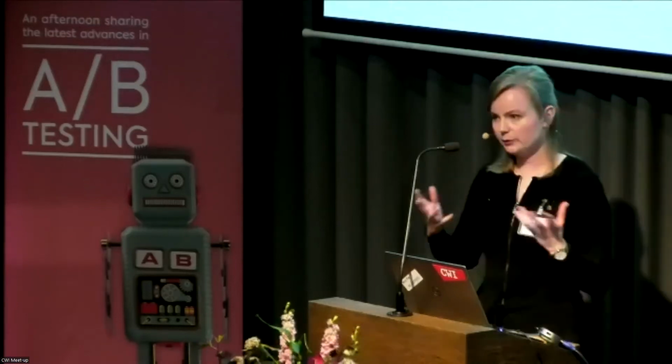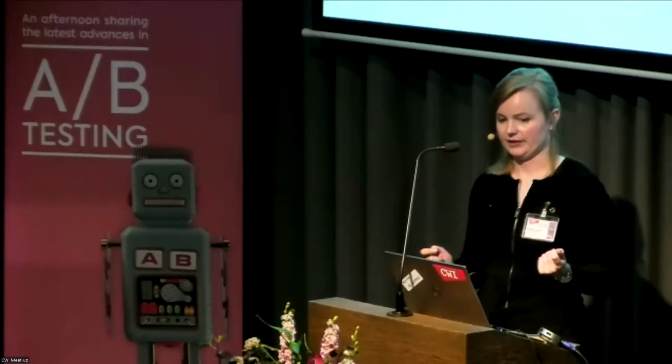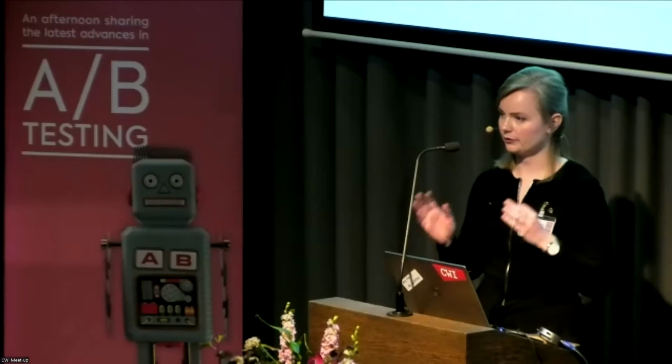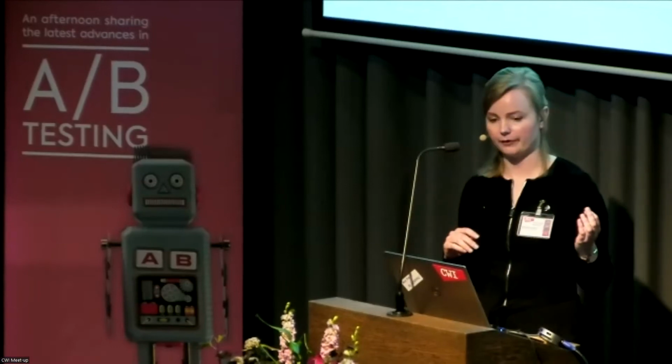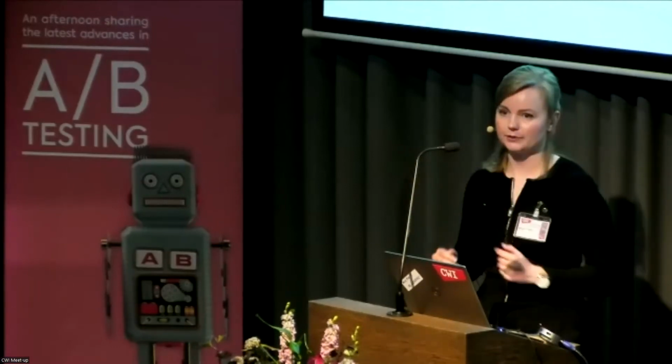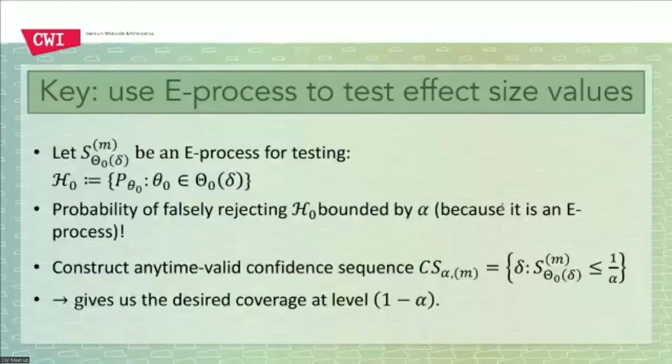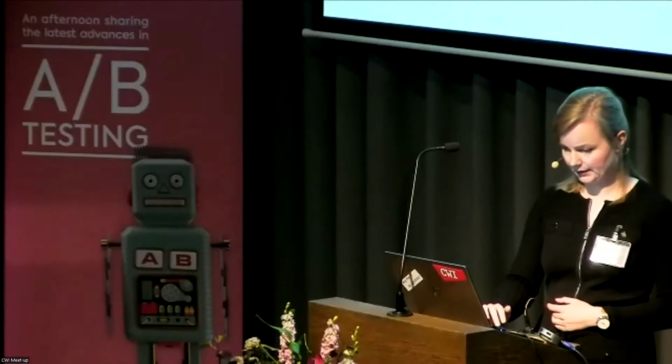So what we can use here are the E processes again. But now we're going to construct them for a more general null hypothesis than the one where the parameters are just equal to each other. So we define a new E process for testing this more general null hypothesis with a parameter space defined by a certain effect size function. And I'll show you some examples on the next two slides.